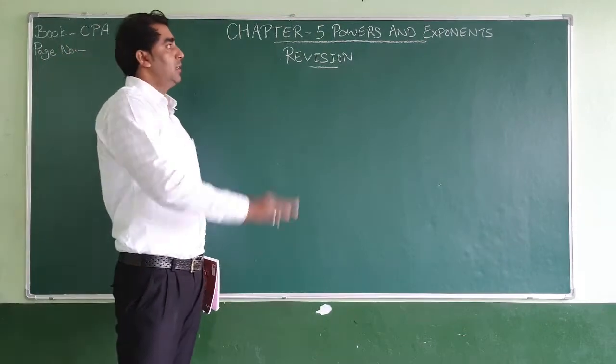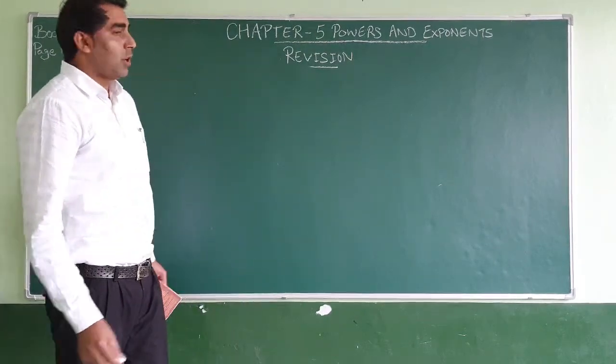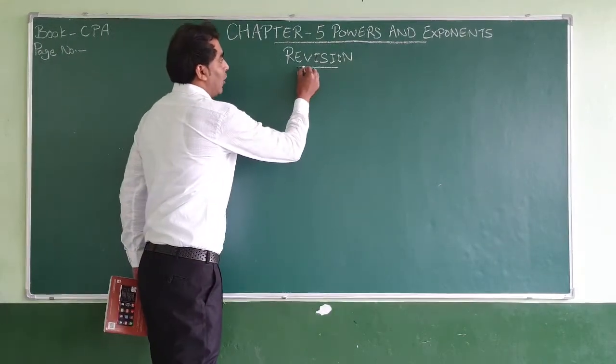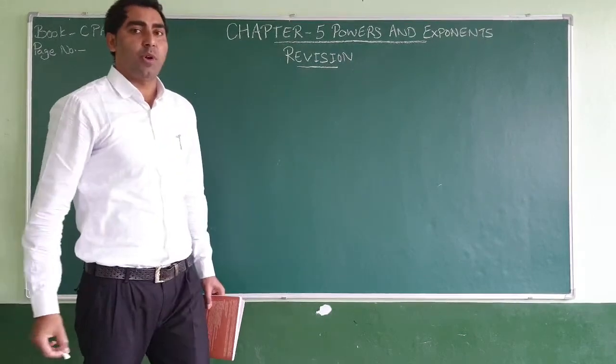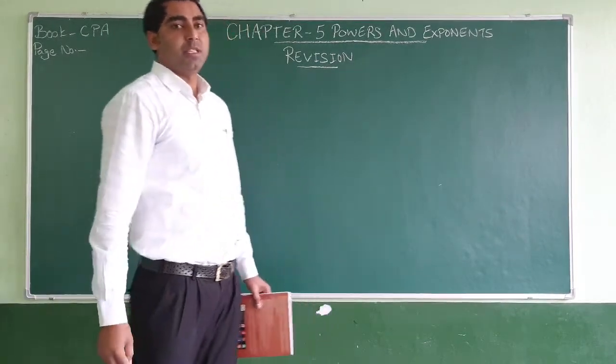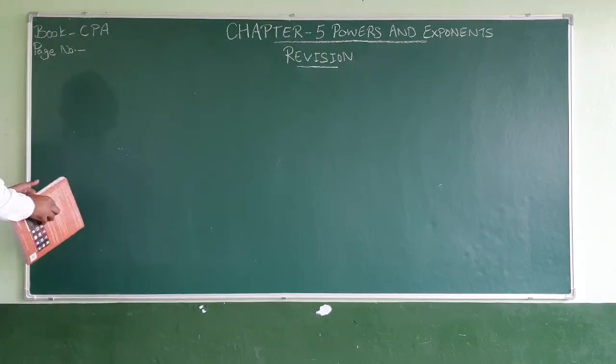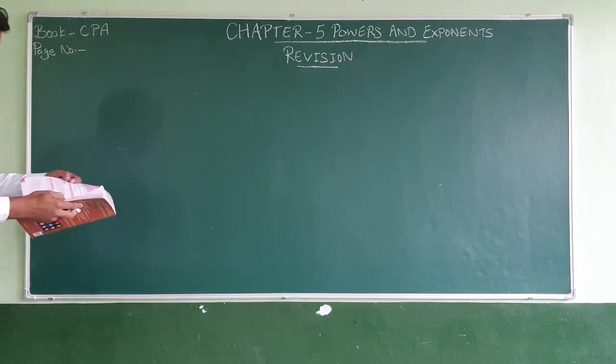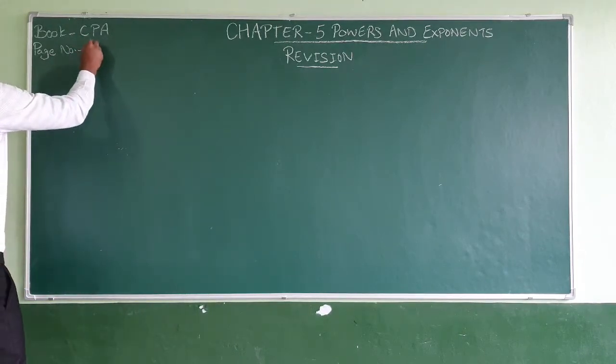Actually, we have done all this chapter. So today we will do a revision of this chapter. What are the basic points? What are the important things to solve this chapter? This is from the book CTA, page number 74.